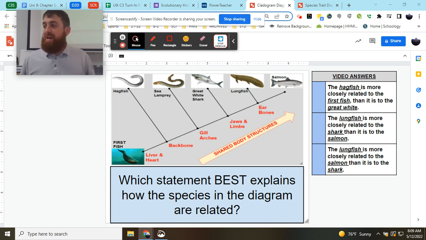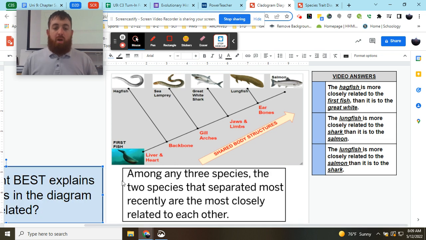All right, do we think we got it? Let's take a look. We know that among any three species, the two species that are separated most recently are the most closely related. So if we're looking at who is separated most recently, we're going to be looking at time on our evolutionary scale here.